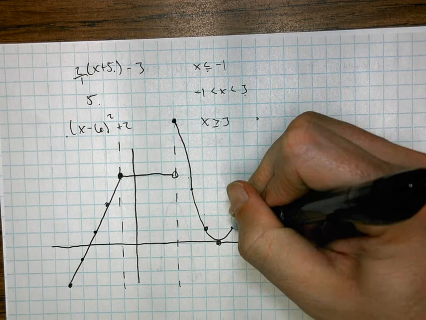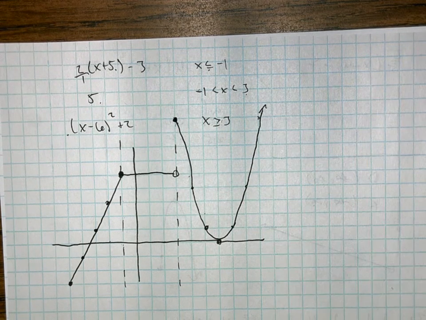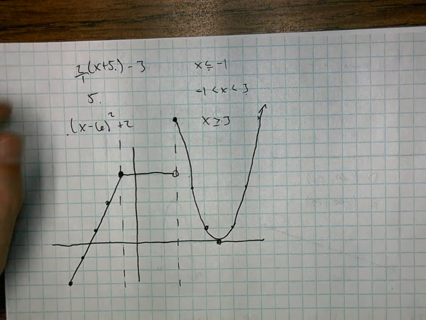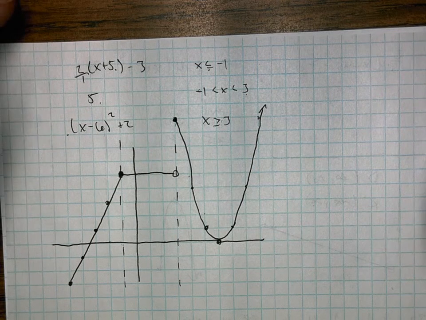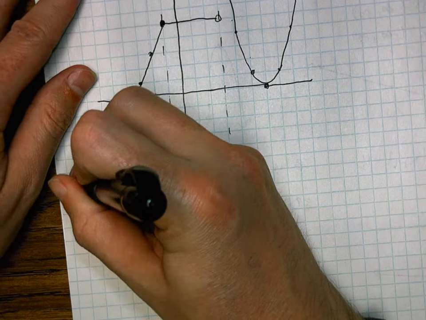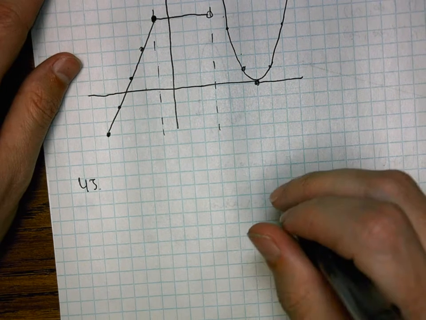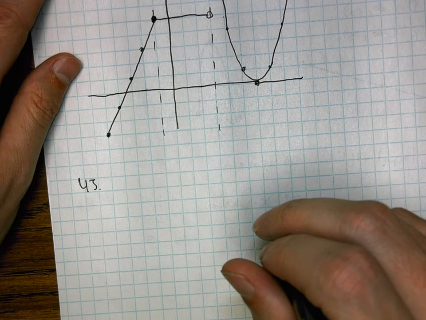And there's our function. Arrow on the right, no arrow on the left. That was 42. 43. Evaluate. Okay, cool. The function's up here.